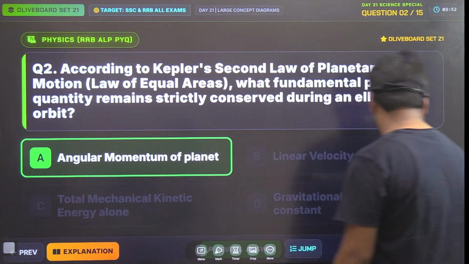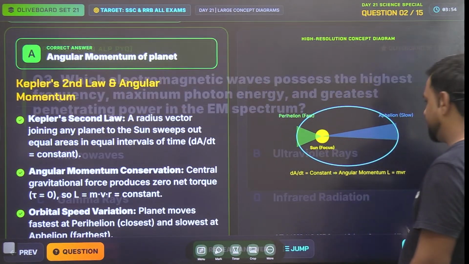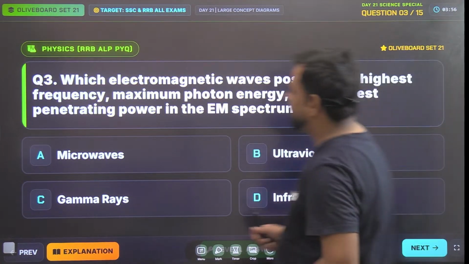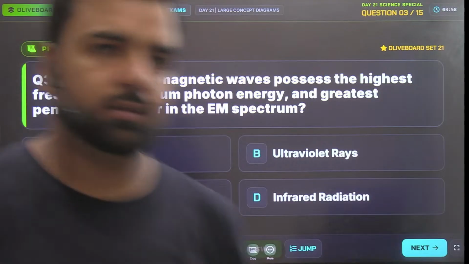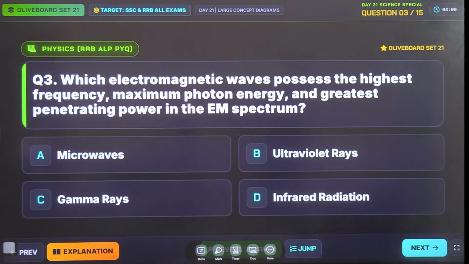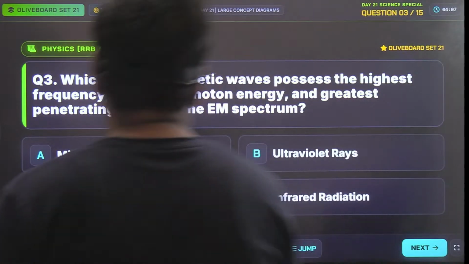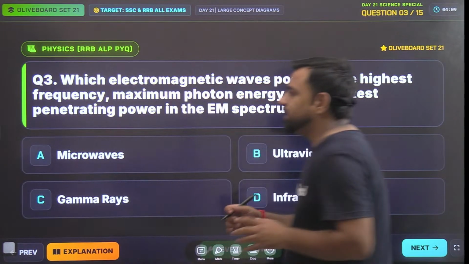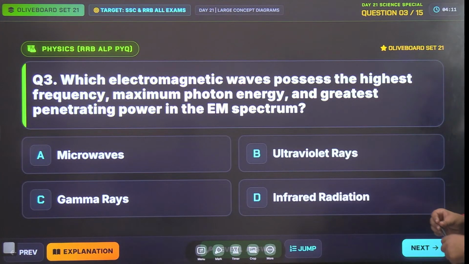What about the next? The next question is here. Which electromagnetic wave possesses the highest frequency, maximum photon energy, and the greatest penetrating power in the electromagnetic spectrum? So what should be the answer according to you people? What do you think? Will it be microwave, ultraviolet rays, gamma rays, or infrared radiation?